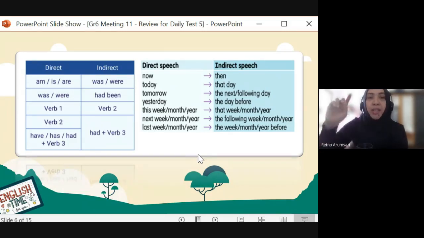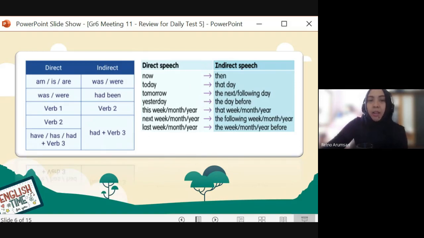Okay, only when you see "said". This is the key to change direct speech into indirect speech. You need to remember this. You need to use this to change them. All right. In your test, you will be required to memorize this.